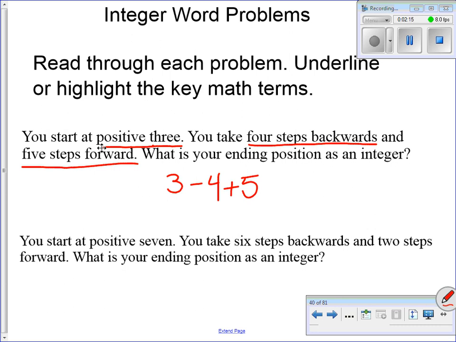This tells us we need to start at 3 and go left 4 units. When doing so, we should end up at negative 1. We are now left with negative 1 plus 5, which says start at negative 1 and go right 5 units. Our final ending location should be at 4. Let's try another one together.